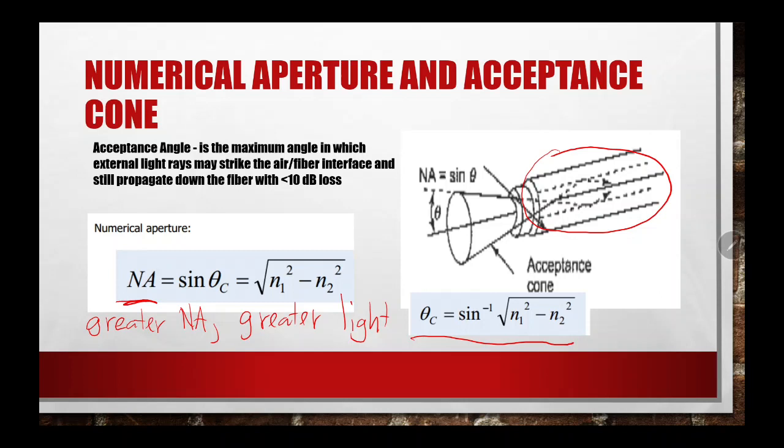So, yun yung dalawang formula natin. Ang theta C is arc sine ng square root n1 squared minus n2 squared. And then yung NA is basically sine lang ng n1 squared or n2 squared or equal lang dito.